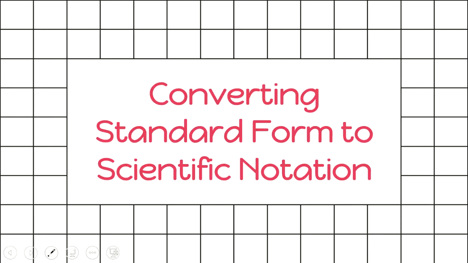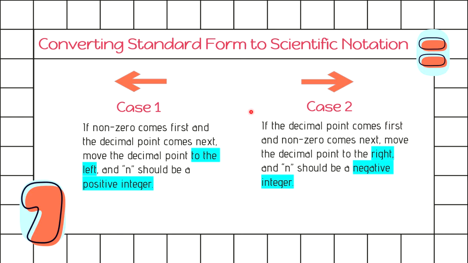Since we know already what coefficients, bases, and exponents are, I think we are ready to convert standard form to scientific notation. In converting standard form to scientific notation, we have two cases. In the first case, if the non-zero comes first and the decimal point comes next, we move the decimal point to the left and our n should be a positive integer.